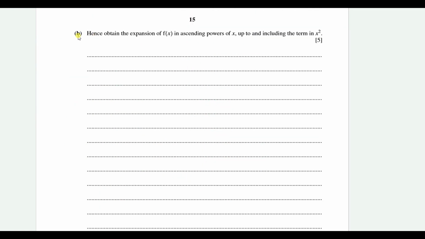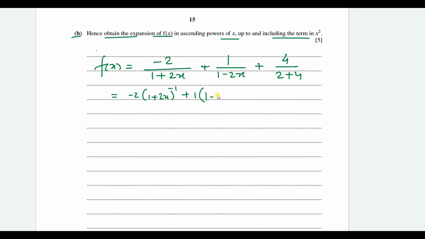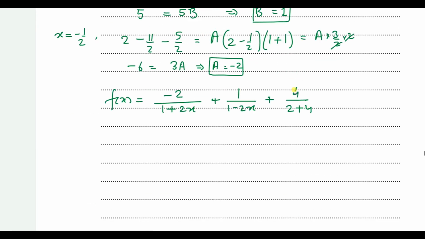B part is, hence obtain the expression of f(x) in ascending power of x up to and including the terms in x square. So we will copy the same function here. Now we have this, so we can rewrite it as minus 2 into (1 plus 2x) power minus 1, plus 1 into (1 minus 2x) raised to the power minus 1, plus 4 into (2 plus x) power minus 1. I think I have written 4 here, it is x.